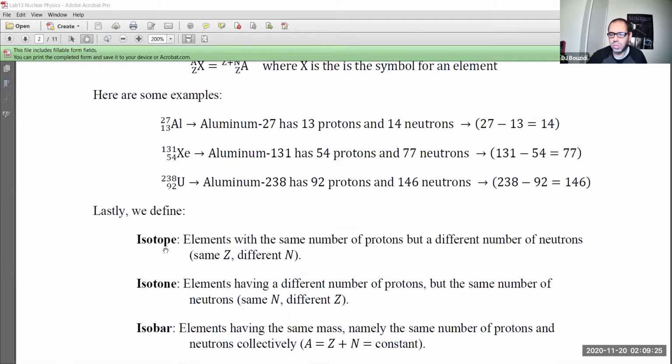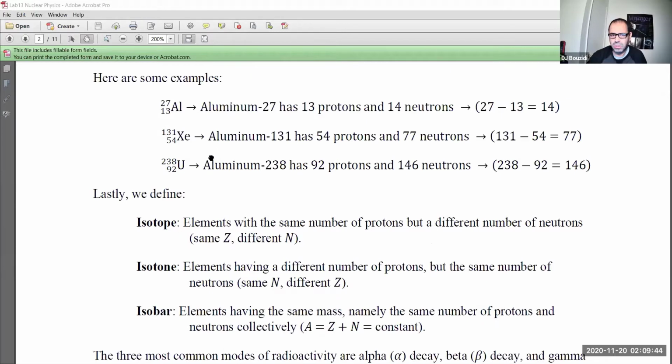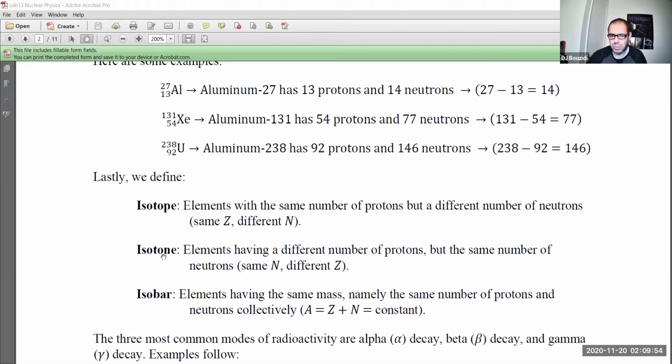Some terminology. This terminology you use extensively in chemistry, isotopes, and it's used actually in nuclear physics too. Isotopes have the same Z, but different N's, meaning different A's too, because remember, A is the sum of Z plus N. Same number of protons, but different neutrons, different masses, of course. Isotones have the same number of neutrons, but different Z's. They're completely different chemical symbols, but they end up with the same number of neutrons, okay?